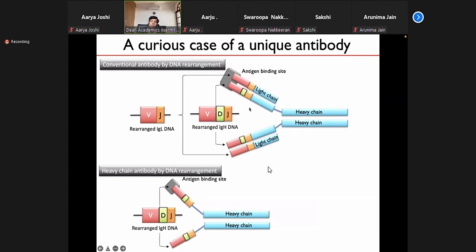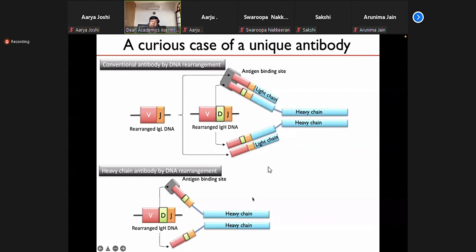this is the antibody we talked about, the conventional antibody, which is generated by DNA rearrangement. We are going to talk about these processes of VDJ and VJ recombination to generate the variable region of the heavy and light chains, which form the paratope, the antigen binding site. Then you have two light chains and two heavy chains, and the heavy and light chains also have the constant regions responsible for different functions. Okay.